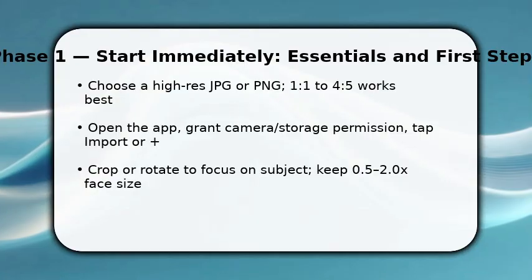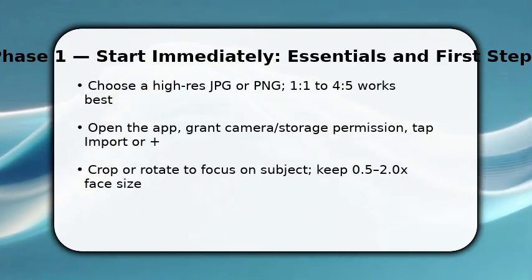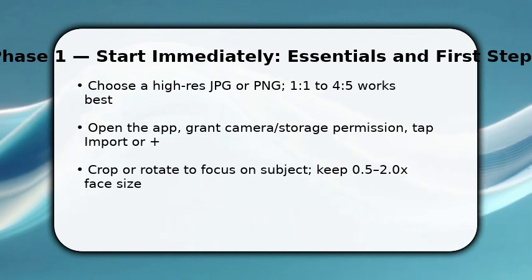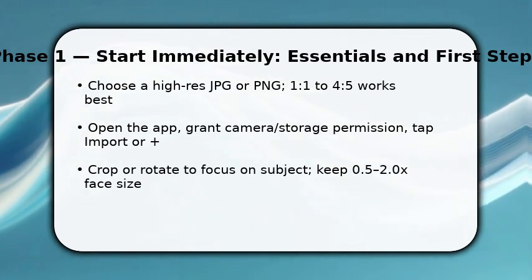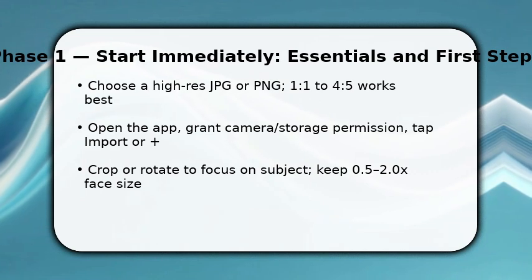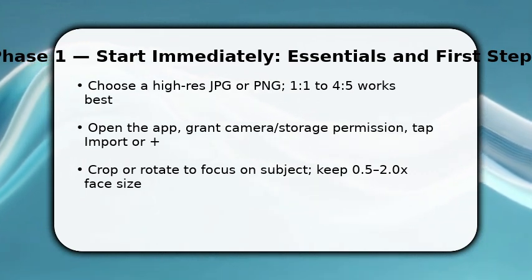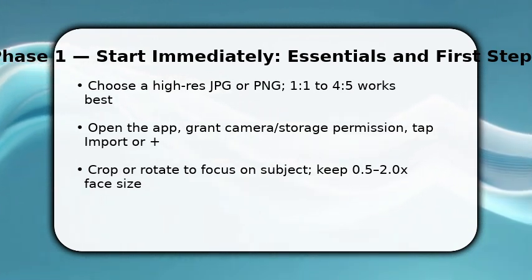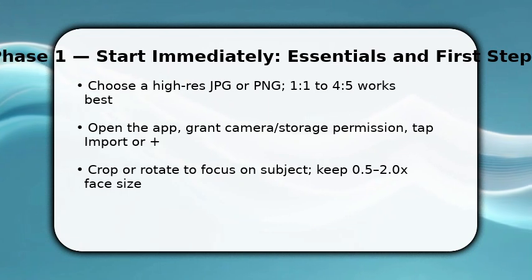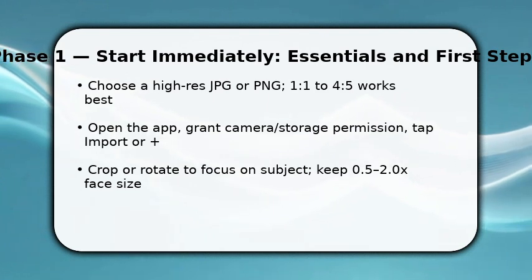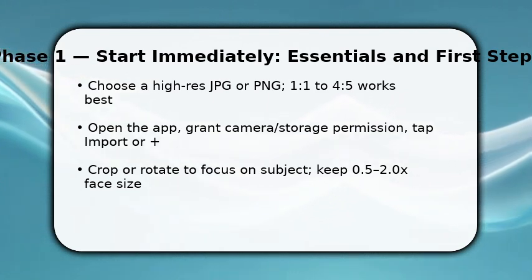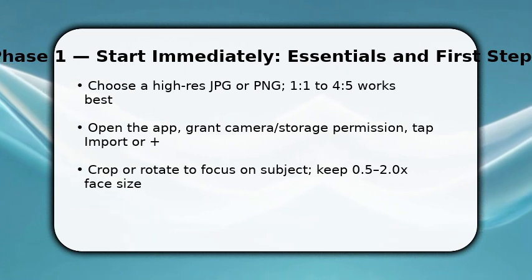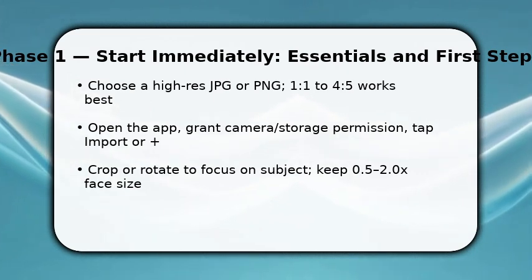Enjoy the video. You start by picking a clear, high-resolution image because the app needs detail to trace edges accurately. Once done, open the cartoon app, allow permissions, and tap Import or the plus button to load your photo. Make sure to crop to center the subject. You want the face or main object to be about half to twice the frame size so filters detect features. This reduces artifacts and speeds processing, so import and crop now, then move on to style selection.